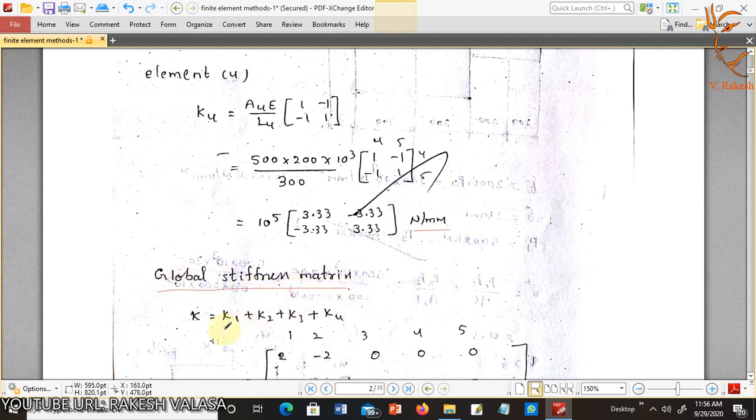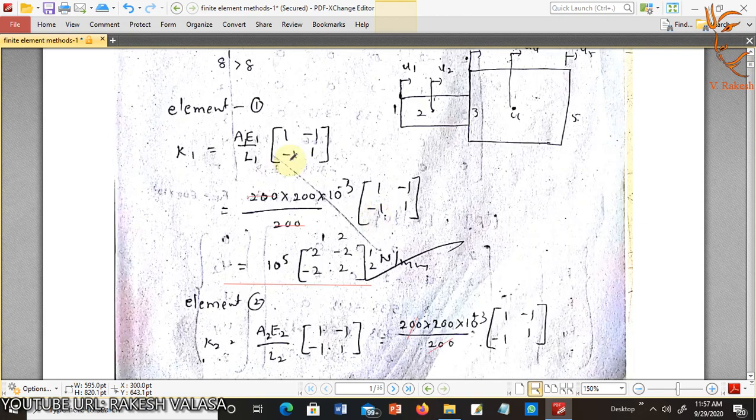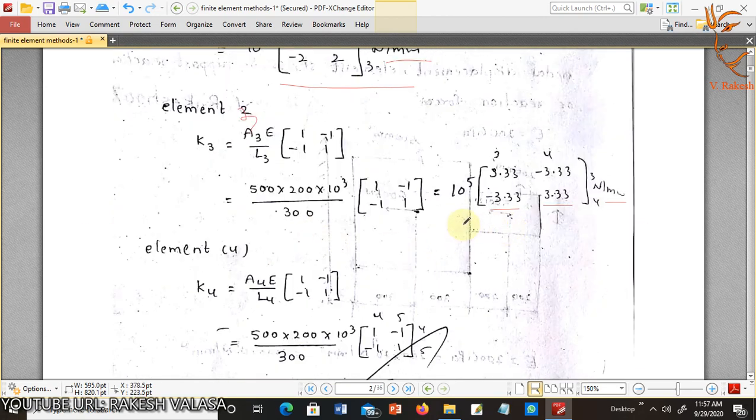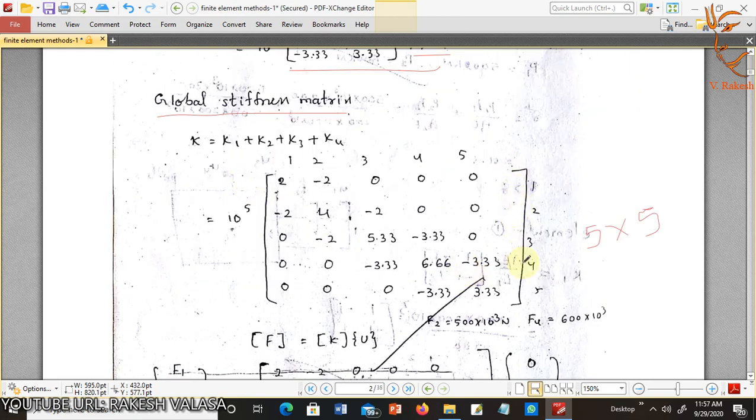Next step is global stiffness matrix. K equal to K1 plus K2 plus K3 plus K4. The given problem having 5 nodes. So the assembly of global stiffness matrix is 5 into 5 matrix. This is the square matrix. Just you can write the node points 1 2 3 4 5, 1 2 3 4 5 by using stiffness matrix 1. This is stiffness matrix 1, stiffness matrix 2, stiffness matrix 3, stiffness matrix 4. You can fill this global stiffness matrix.